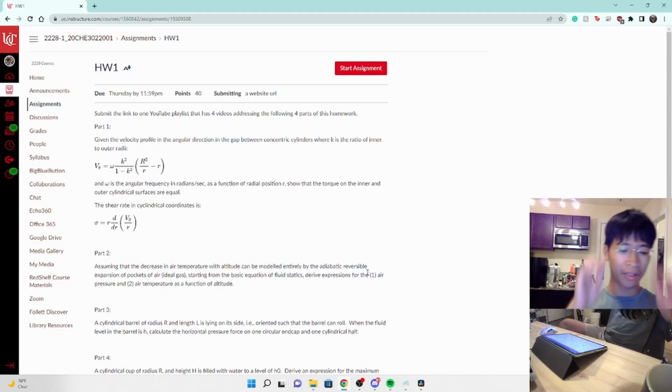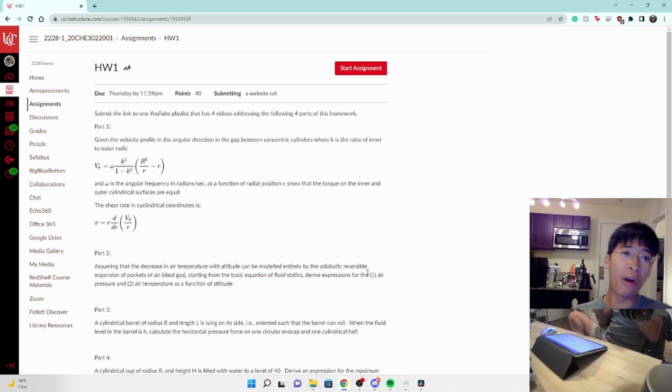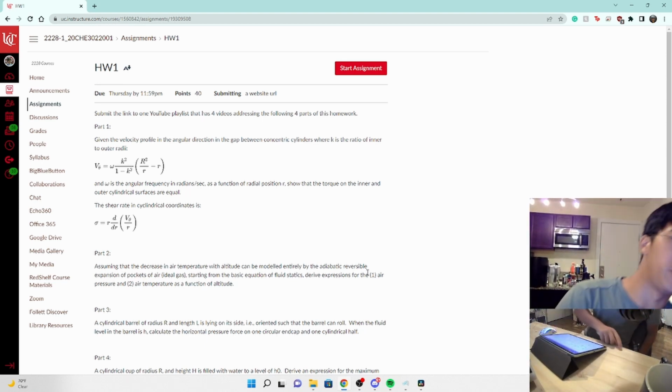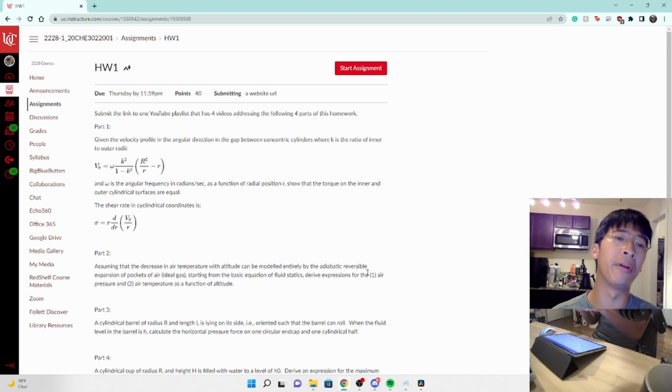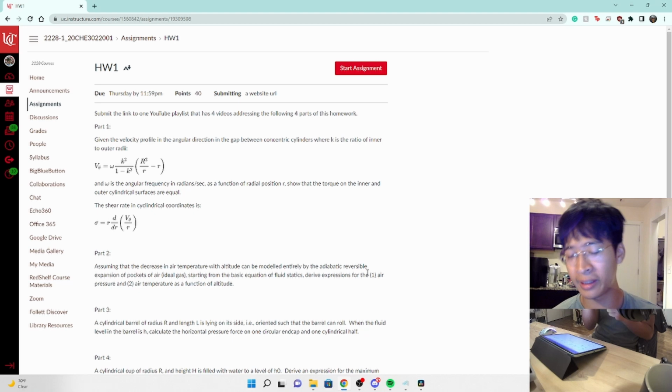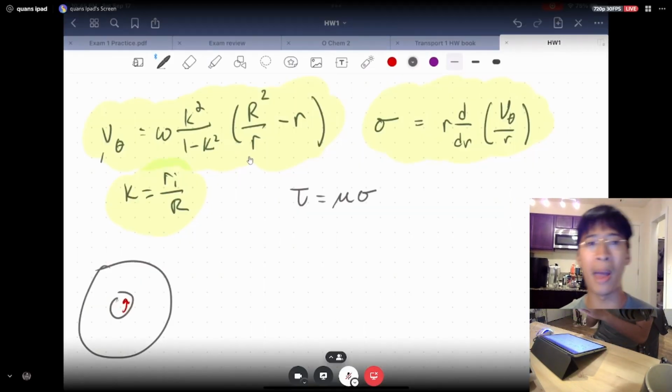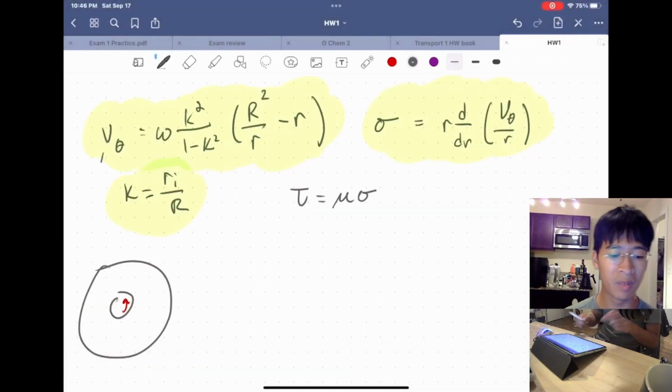Okay, so welcome to Homework 1, Part 1, where today we're going to be proving that the torque for a Couette viscometer, we're analyzing a Couette viscometer, that the torque at the inner cylinder is equal to the torque of the outer cylinder, given some starting expressions. And let's move to the iPad so I can demonstrate that.